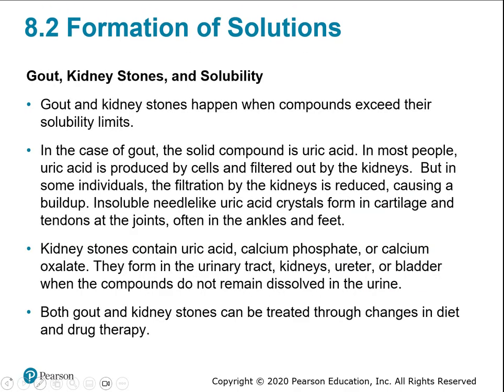Gout and kidney stones are examples of what happens when solutes become saturated in certain compartments in the body. So with gout, it is a waste molecule called uric acid. Uric acid is normally filtered out by your kidneys, but in some people, the uric acid builds up in the joints. So it starts off, and there's a little uric acid in that synovial fluid. That's okay. It stays dissolved. But then more uric acid is added to that joint capsule, and then more, and then more.